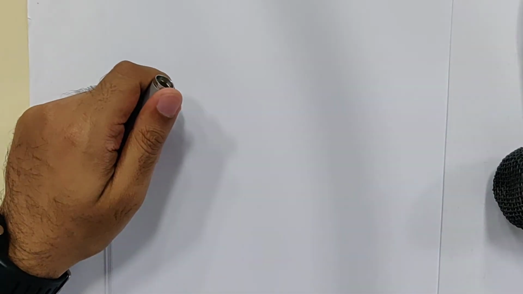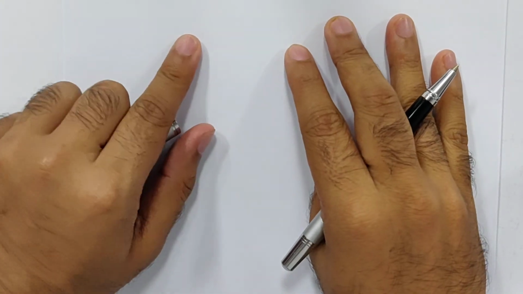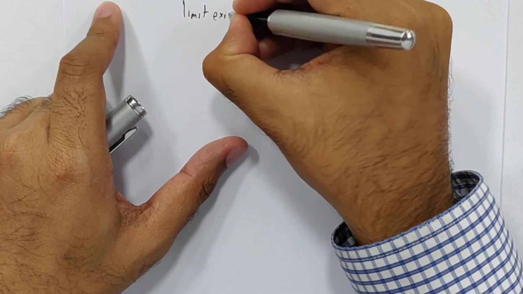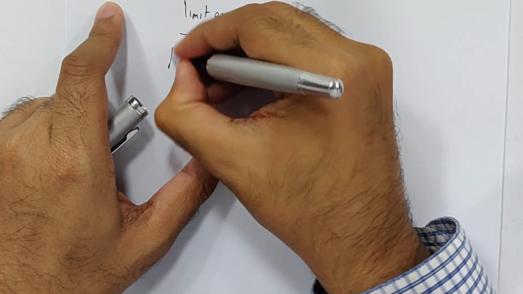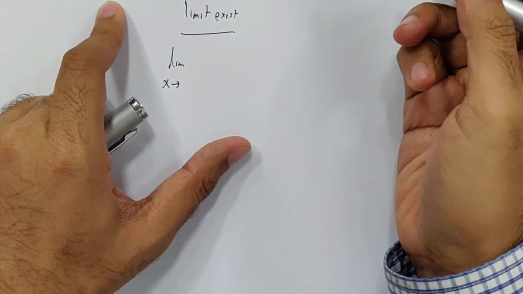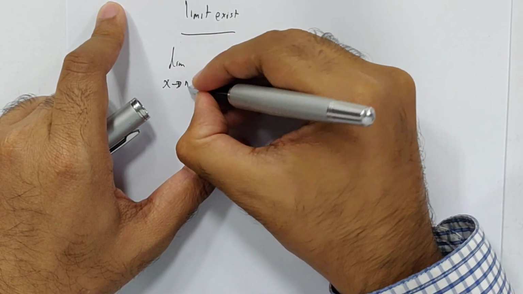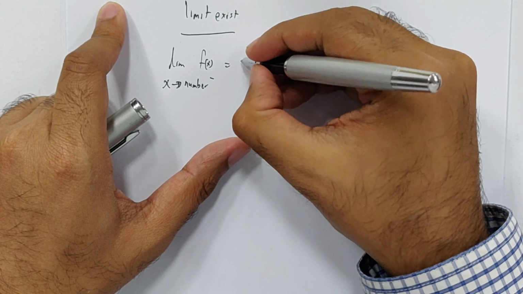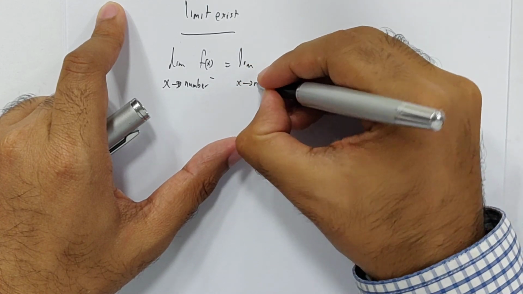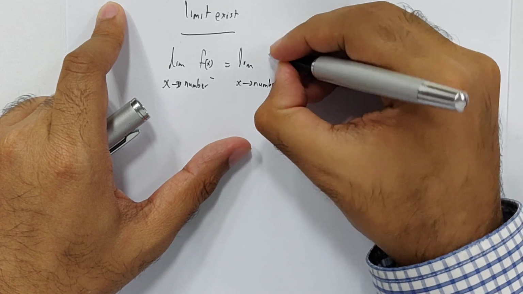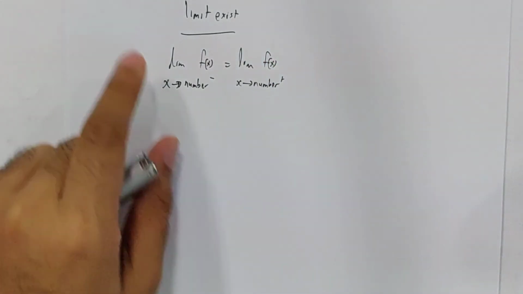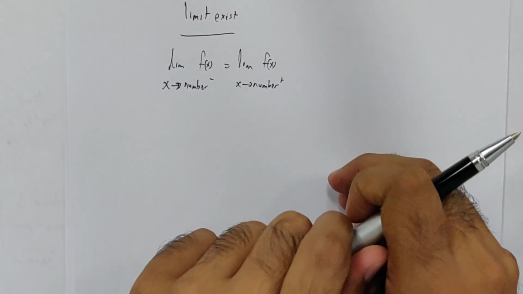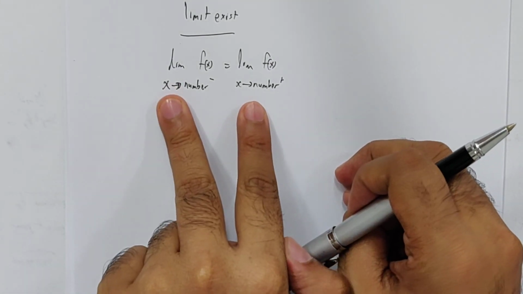Okay, another take on when does limit exist? When does limit exist? Limit x approaching a number from the left, and x approaching a number from the right. Whenever you try to compute whether the equation has a limit, or the question asks you to find the limit, especially when it comes to the continuous question, this is what you want to prove.